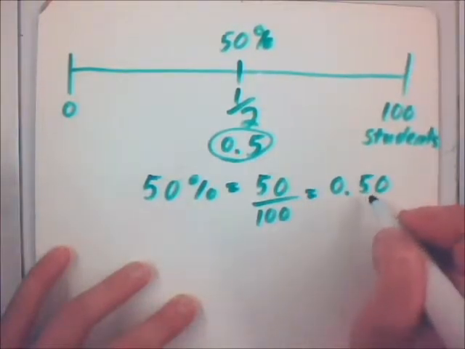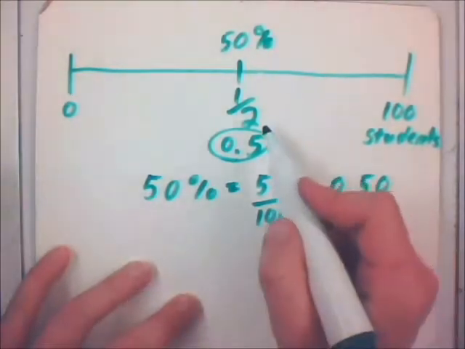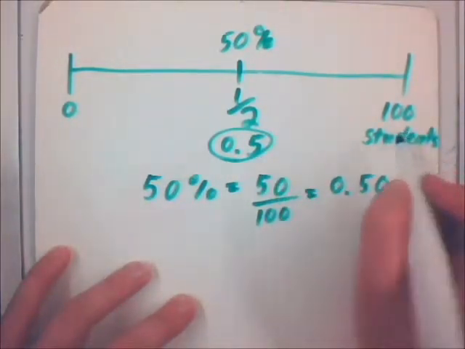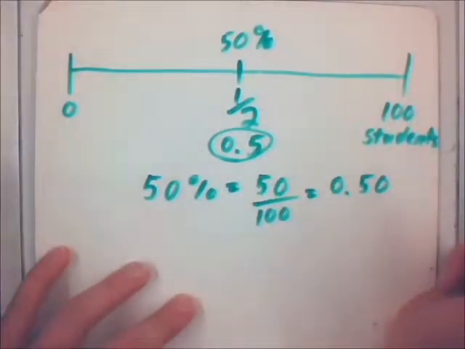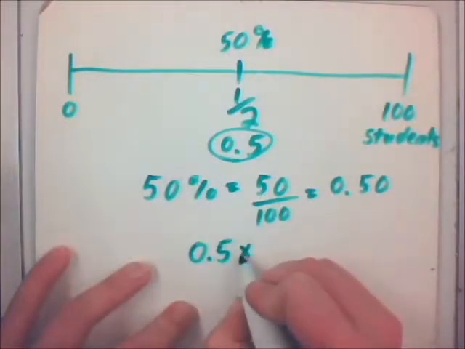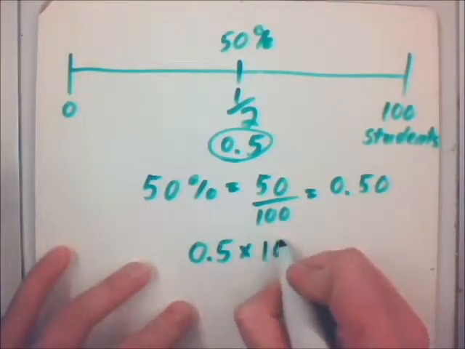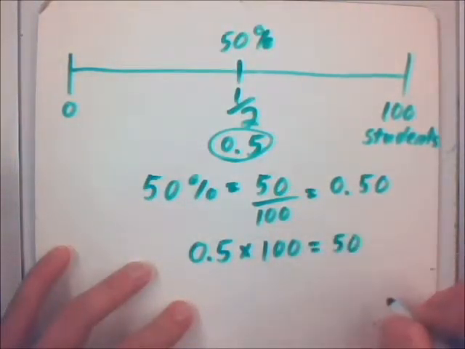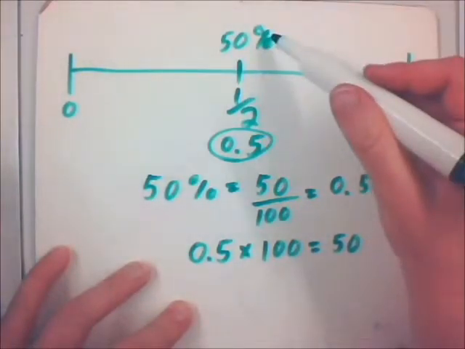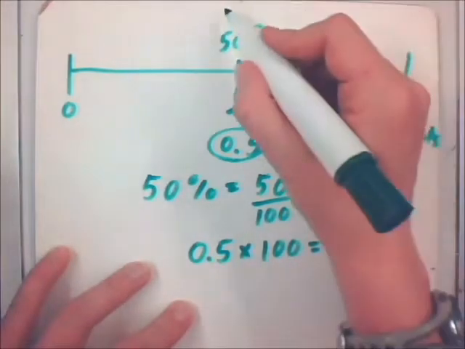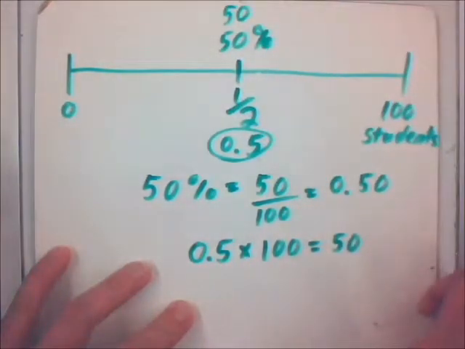But I haven't yet figured out what the actual number is here. Because 100 students is easy, I know 50% is going to be 50 of those students. But to figure it out mathematically, I have to actually do the multiplication. So I go 0.5 times 100 students, and that equals 50. So 50%, or 1/2 of 100 students, is equal to 50 students.